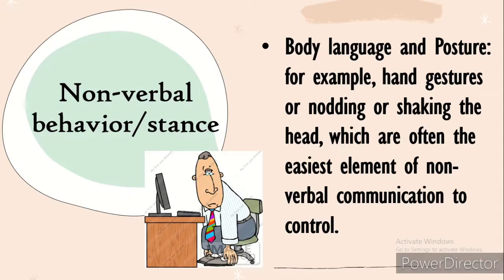Next, we have body language and posture. For example, hand gestures or nodding or shaking the head are often the easiest elements of nonverbal communication to control. Consider how your perceptions of people are affected by the way they sit, walk, stand, or hold their head. The way you move and carry yourself communicates a wealth of information to the world. This type of nonverbal communication includes your posture, bearing, stance, and the subtle movements you make.